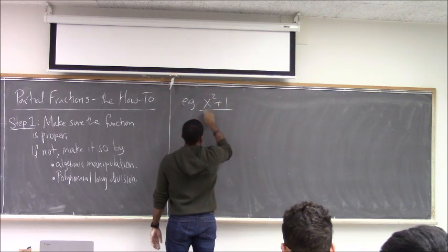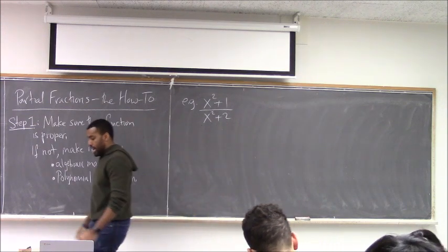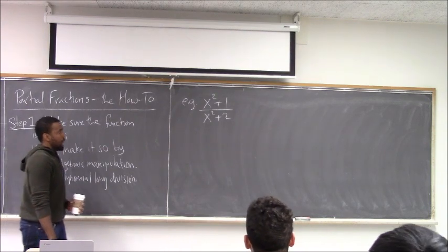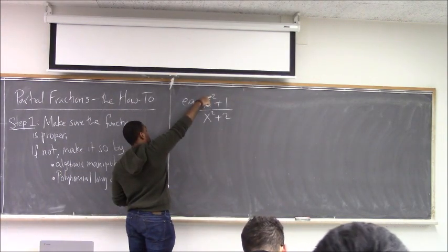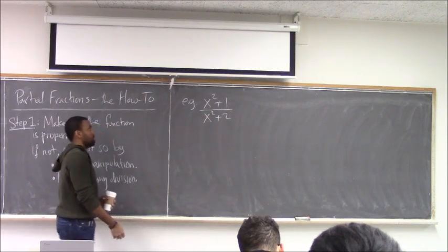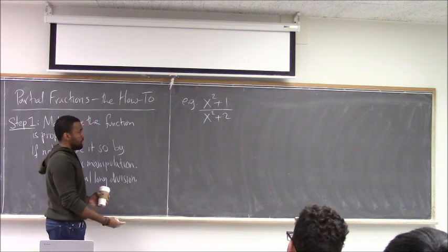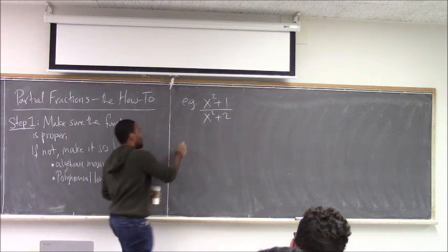Suppose I had x squared over x squared plus 1. Now that is a rational function. However, it is not proper. The highest power on the numerator is 2. The highest power on the denominator is also 2. The highest power on top is not smaller than the highest power on the bottom. It's not proper. So here's one way that you could actually deal with this.